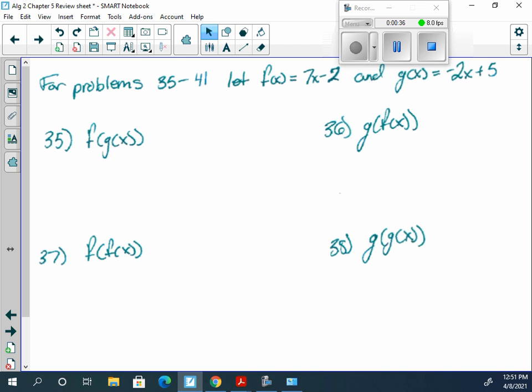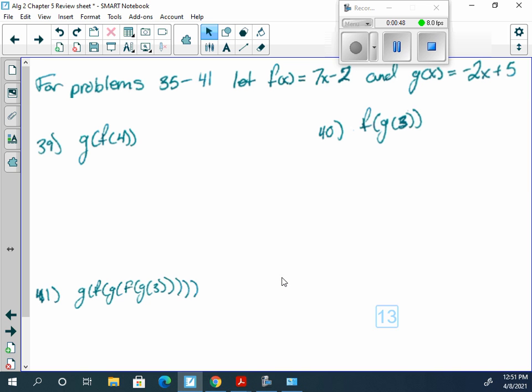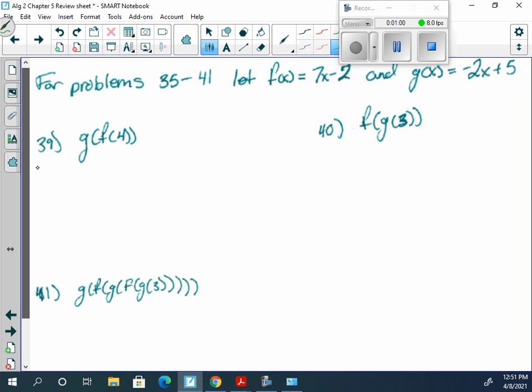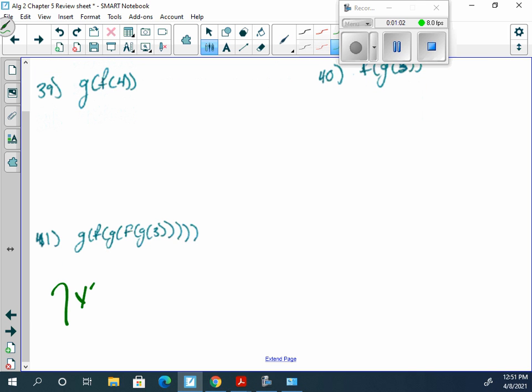Yeah, we'll do 41 here in a minute. But there's one of these here, the composite functions, where we don't have a number plugged in. Okay. We want to look at 41, yes? So we have g of f of g of f of g of 3. f of x is 7x minus 2, and g of x is negative 2x plus 5.